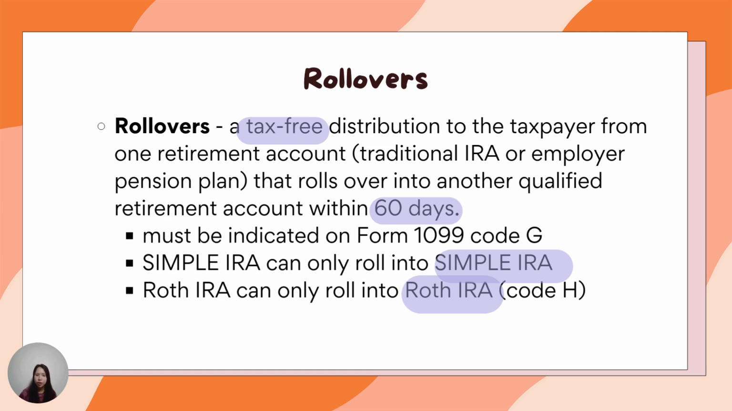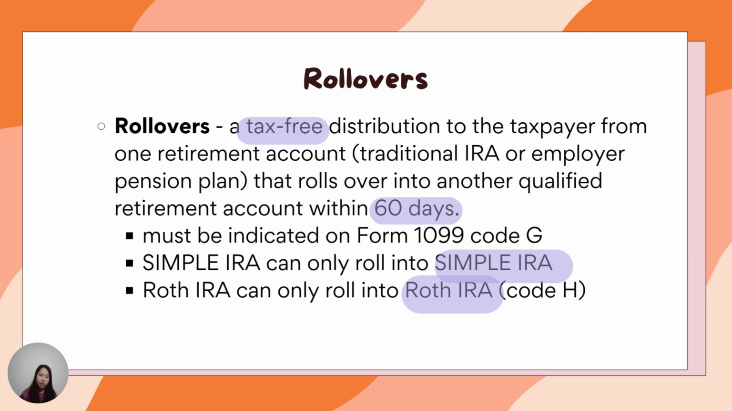And rollovers are tax-free distributions to the taxpayer from one retirement account that rolls into another qualified retirement account within 60 days. So sometimes you're going to have taxpayers who have moved jobs, meaning that they were at one job with a retirement account, a qualified retirement account, or an IRA that they were paying into with their employer. So say they were using a simple IRA, and then they quit that job and moved to another job.